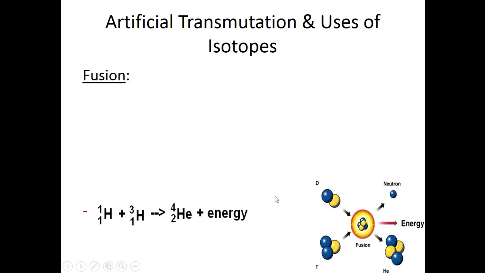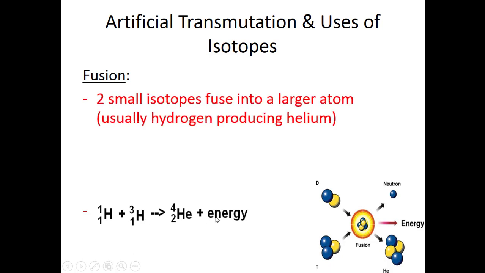The opposite of fission is just the opposite in life. Fission is to divide, fusion is to put together. The easiest way is looking at this statement here. You can see that I have 2 different hydrogen isotopes producing a helium atom, plus a lot of energy. So 2 small isotopes fuse into a larger atom. Usually it's hydrogen producing helium.